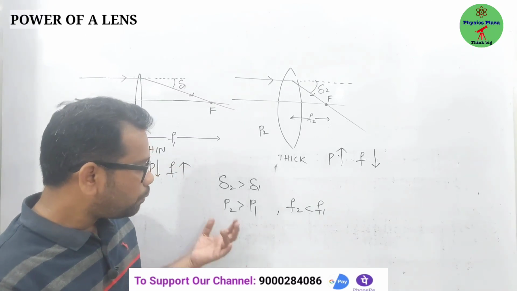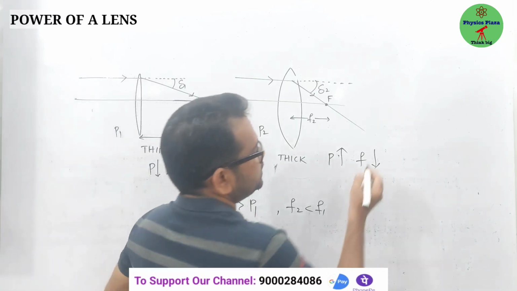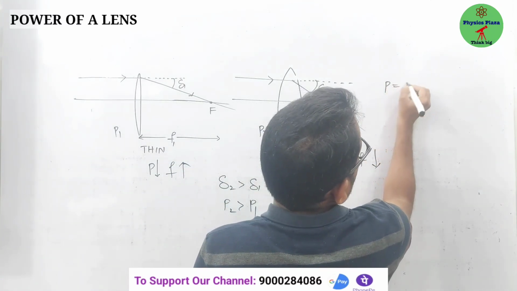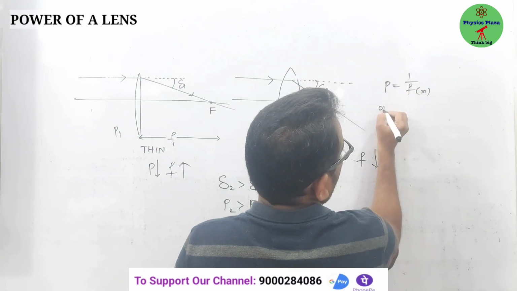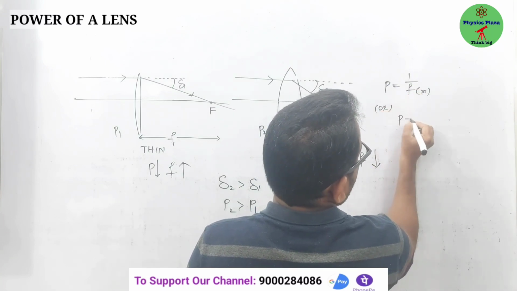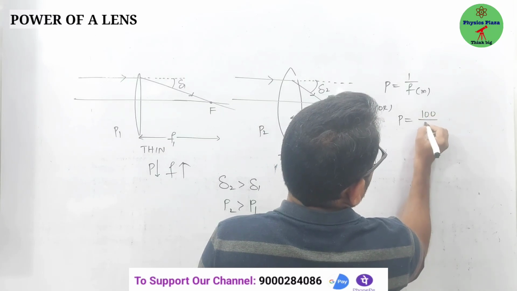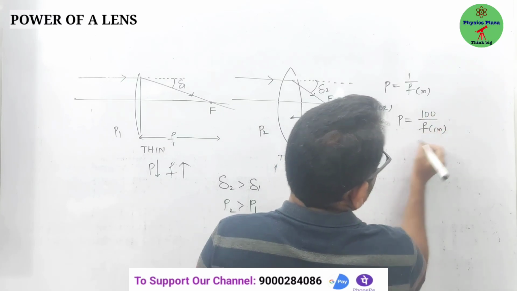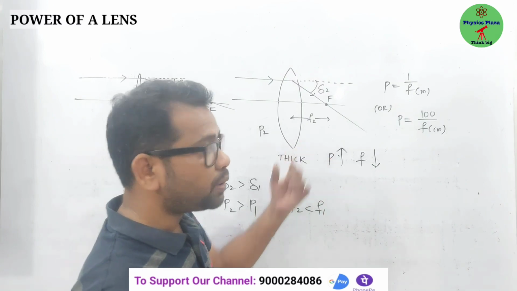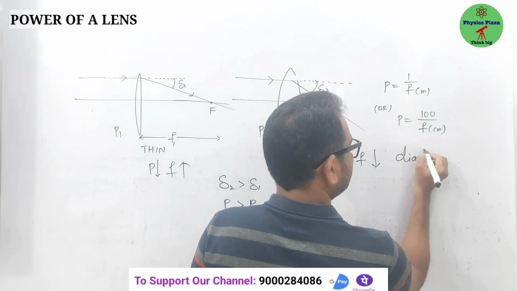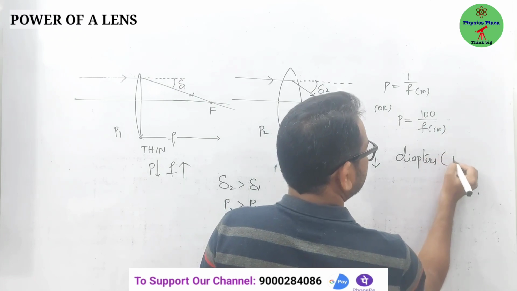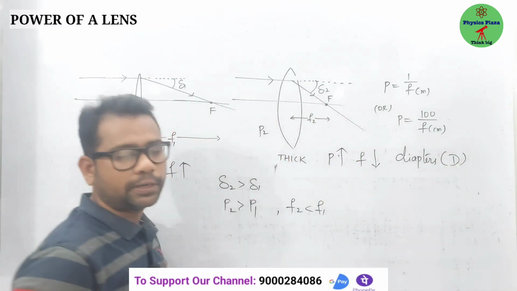Clear? Fine. And how are power and focal length related, children? Power is equal to 1 by F, where F is strictly given in meters, or power is equal to 100 by F, where F is in centimeters. So what is the unit of power of a lens, children? It's the diopter. The symbol is capital D.